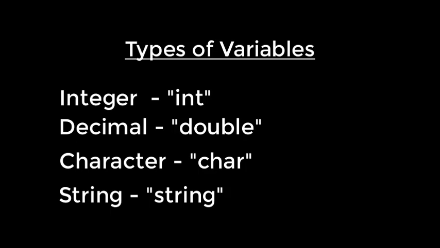If we want to store a single character, we use character variables. The keyword is char. In the case of storing words or a sentence, we use string variables. The keyword is string. At this point, you are already familiar with basic types of variables.